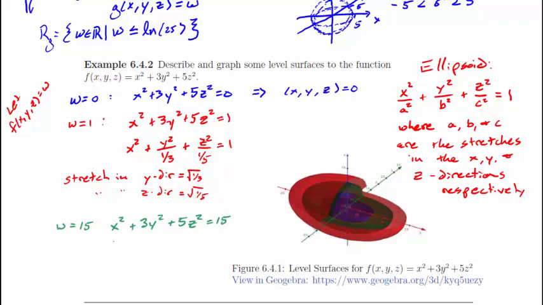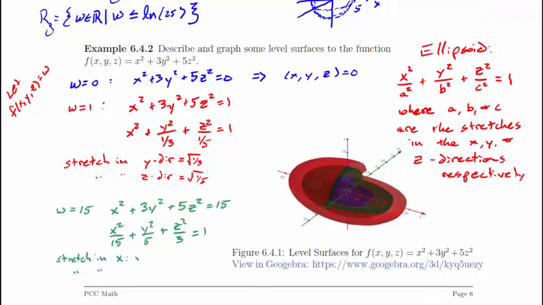I'll divide the 15 over to the other side to start getting it into the form x squared over a squared plus y squared over b squared plus z squared over c squared equals 1. So divide by 15 on both sides. I get x squared over 15 plus y squared over 5 plus z squared over 3 equals 1. So the stretch in x is the square root of 15, the stretch in y is the square root of 5, and the stretch in z is the square root of 3.